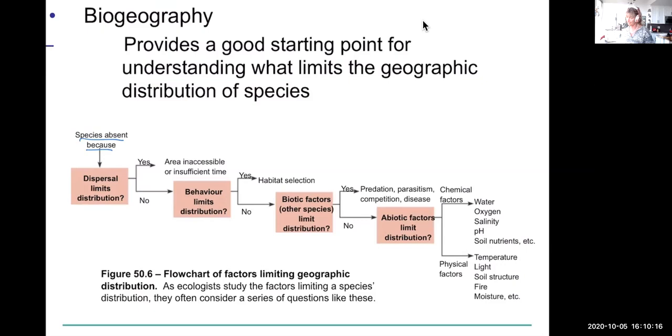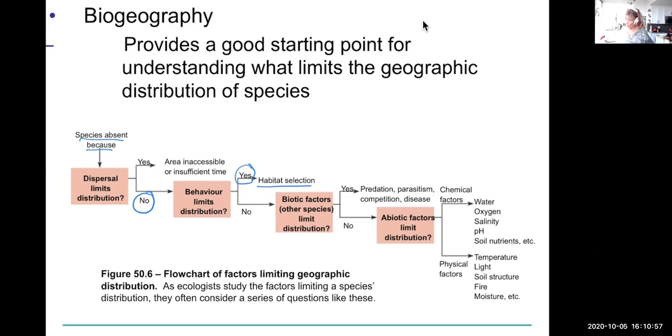In other words, are they unable to disperse across mountain ranges or oceans? If yes, then the area is inaccessible, or there's not enough time to migrate there. If no, then what about behavior? Does behavior limit distribution? Are they tree-dwelling species? Are they non-migratory species? If yes, then they're selecting a particular habitat for their reproductive behaviors, for example. If no, it might be something else.